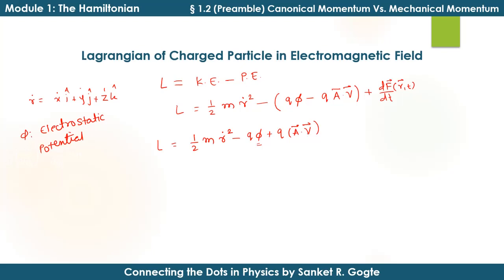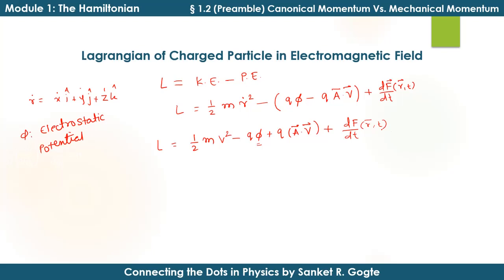So let me write this as phi, plus dou f by dt. This is ordinary differentiation, df by dt of this function of r and t. So this is the Lagrangian for a charged particle in an electromagnetic field.